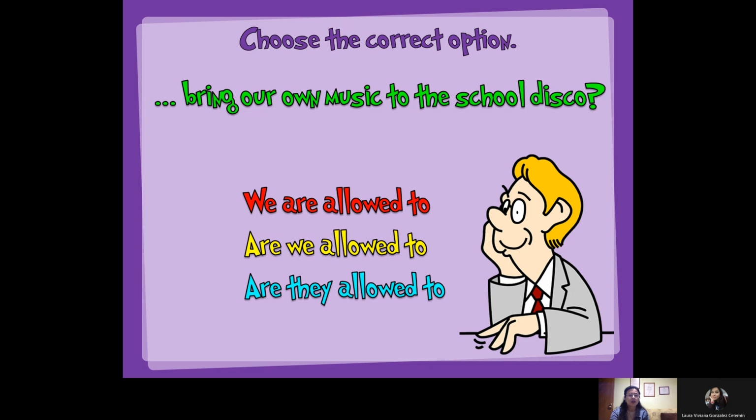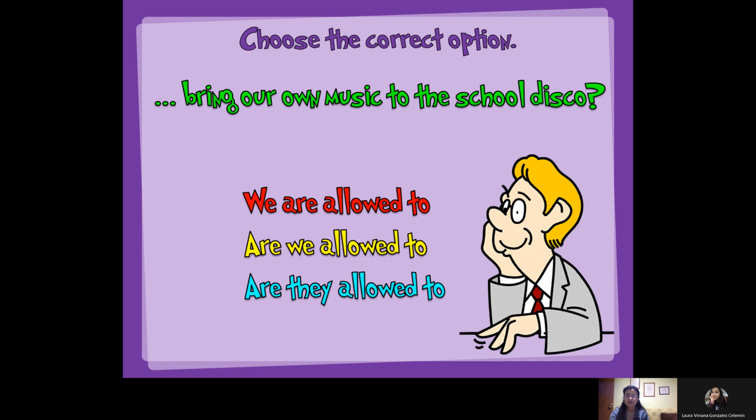We are allowed to bring our own music to the school disco? Or are we allowed to bring our own music to the school disco? Or are they allowed to bring our music into the school disco? What is the appropriate question? The introduction to the question.